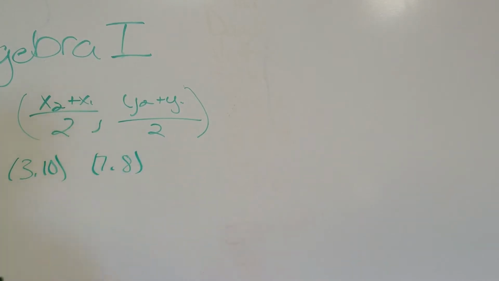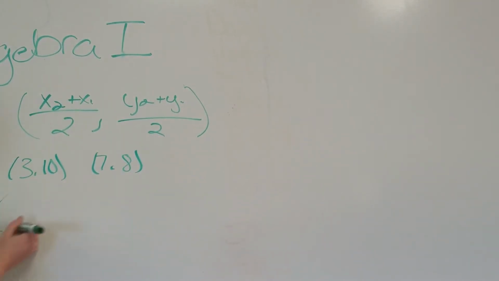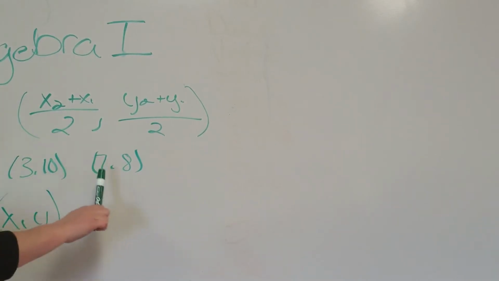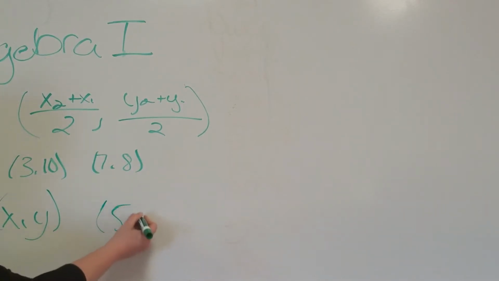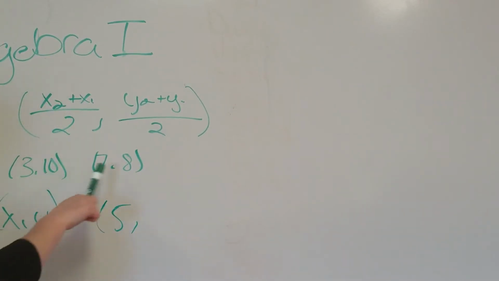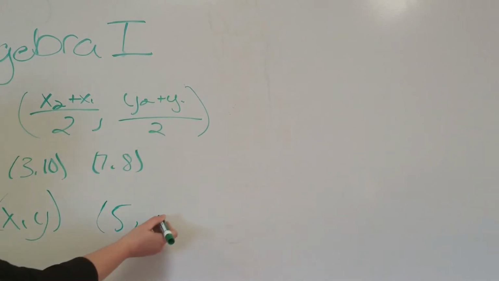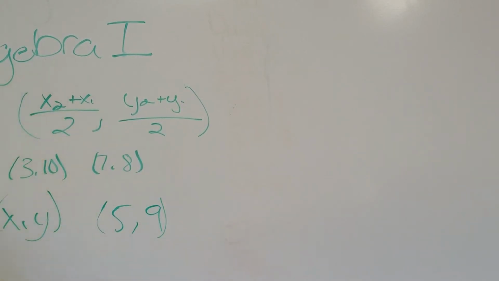All right? So to find this, you're just going to add your x's. Remember, a set is always x, y. It's always x, y, all right? So 3 plus 7 is 10, divided by 2 would be 5, and then y would be 10 plus 8 is 18, divided by 2 is 9. So the midpoint is going to be at (5, 9).